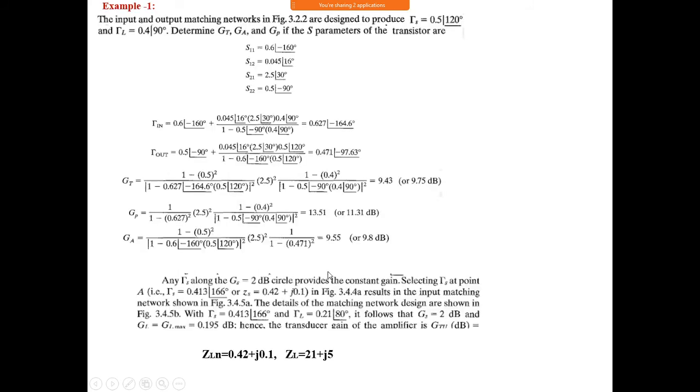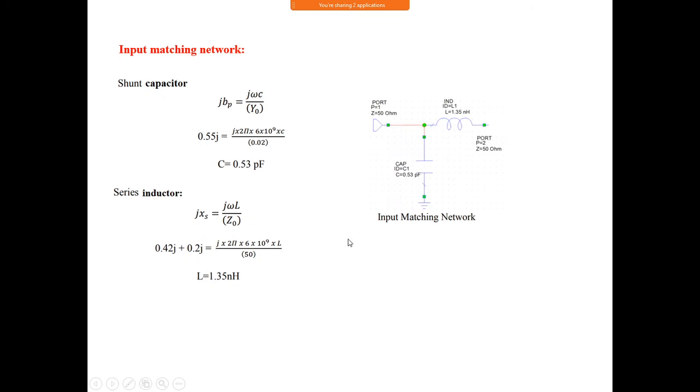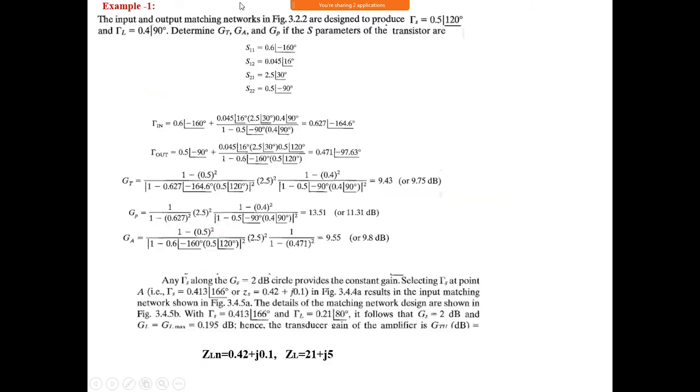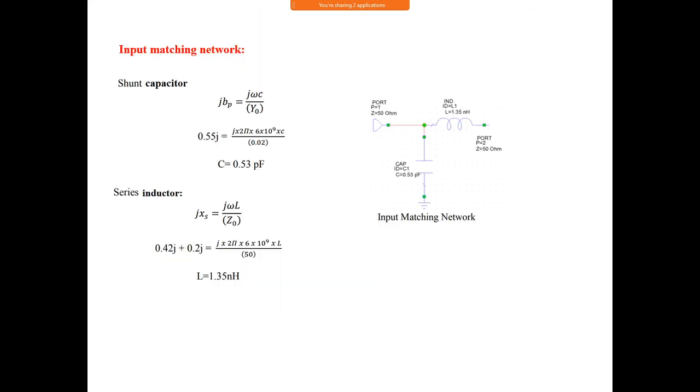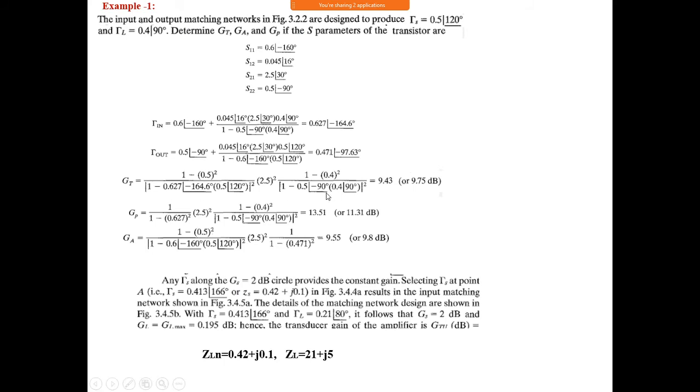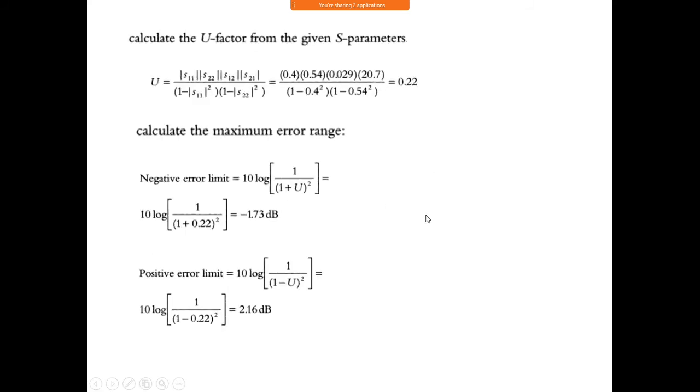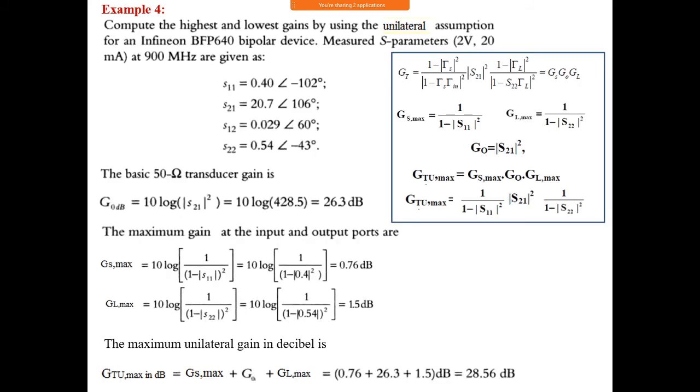Similarly, this is one more problem. See, the input and output matching networks are designed to produce... This is a problem I already completed. I already discussed this problem previously. So this is about the unilateral figure of merit.